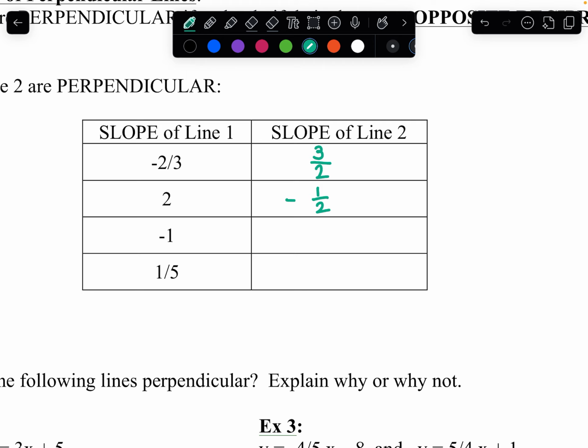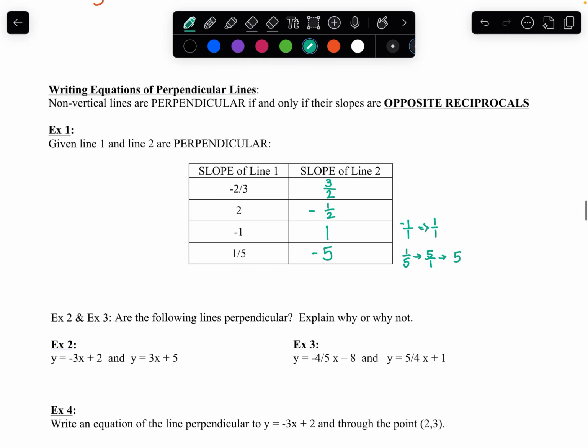Now our next one, again, we can think about it as -1/1. We're going to make it positive and flip that fraction. Well, 1/1 is just 1. And our last one would become -5, because flipping 1/5 becomes 5 over 1, and anything divided by 1 is itself. And we just have the opposite sign.